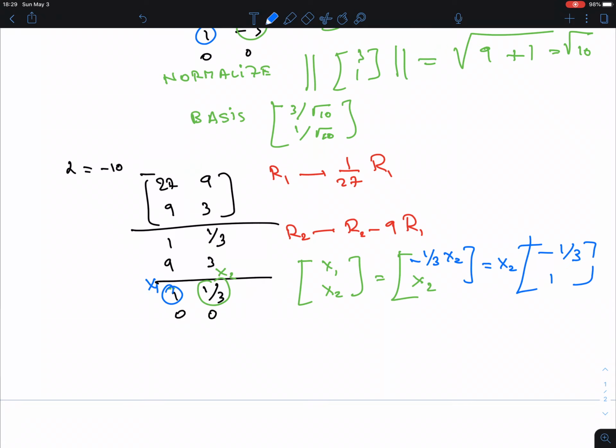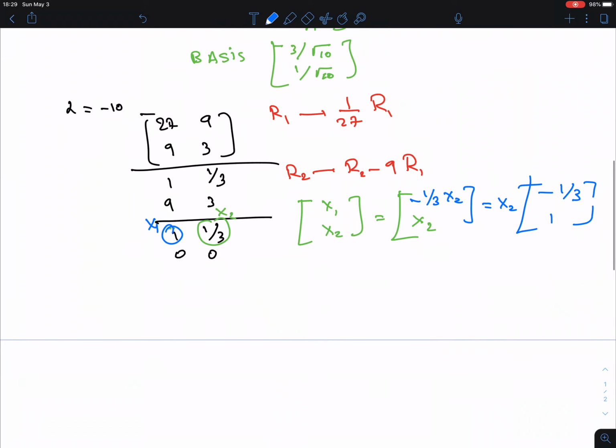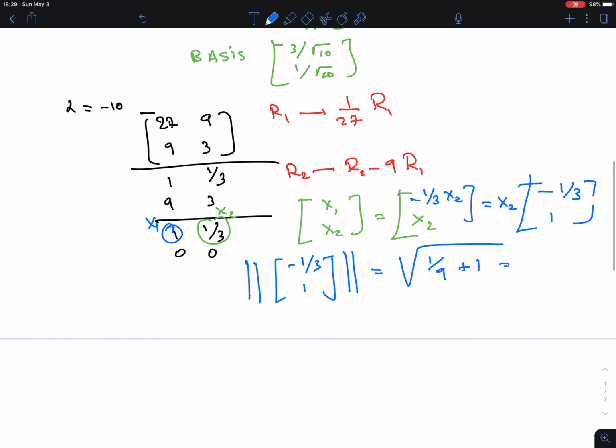We could get rid of the 3, but we have to take a norm anyway, so let's just take the norm here and then divide by that. Minus 1/3, 1. So that would be the square root of 1/9 plus 1. Okay, that is the square root of everything on common denominator 9. That is 1 plus 9 ninths. And so this is square root of 10 divided by square root of 9, which is 3.